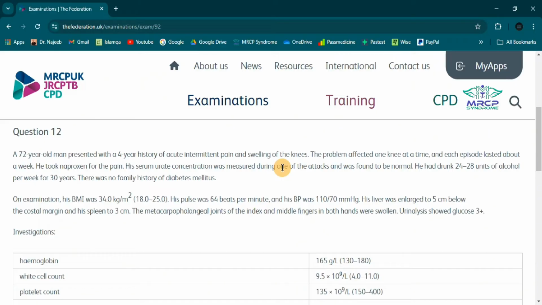On examination, his BMI was 34 kg per meter square, his pulse was 64 beats per minute, and BP was 110 over 70 millimeters mercury. His liver was enlarged to 5 cm below the costal margin, and his spleen was 3 cm. The metacarpophalangeal joints of the index and middle fingers in both hands were swollen. Urine analysis showed glucose 3+.